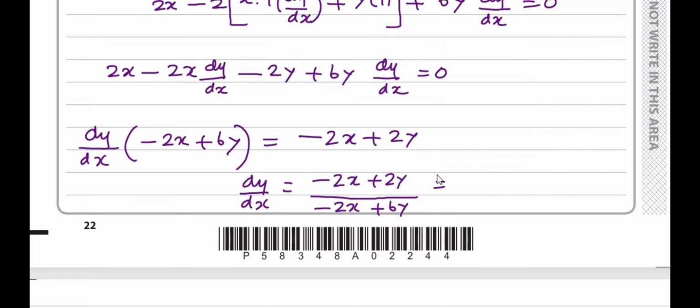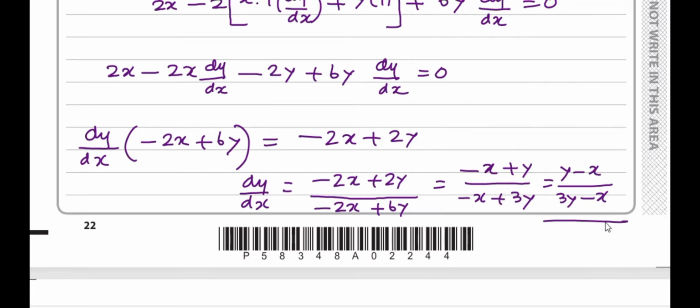Okay, so now all the terms contain 2. So I can divide every term by 2. That is equal to minus x plus y over minus x plus 3y. And this is what the question wants. So let's write y minus x over 3y minus x. That's it.